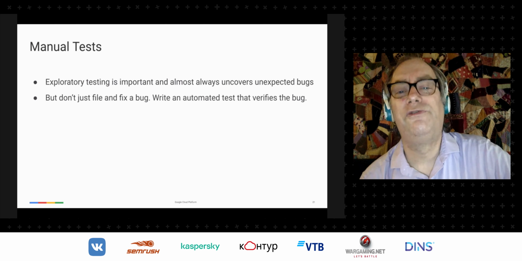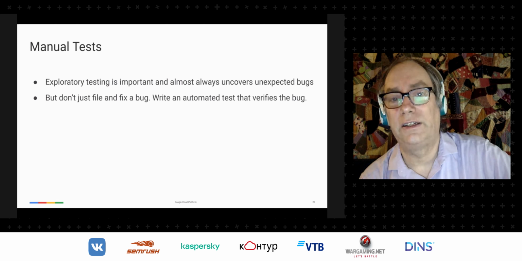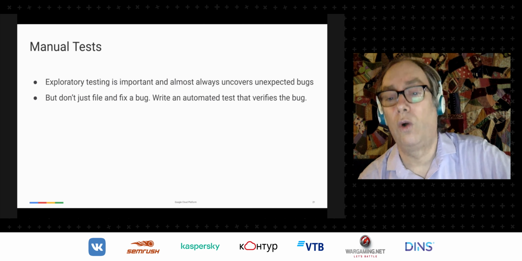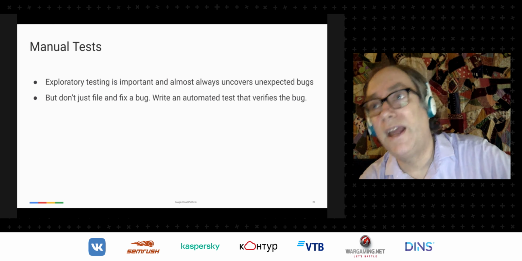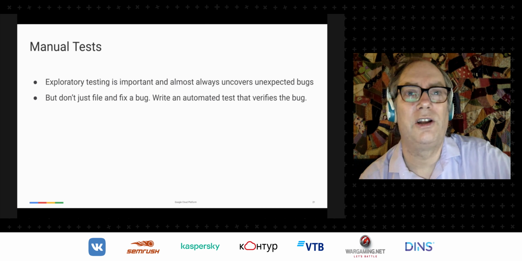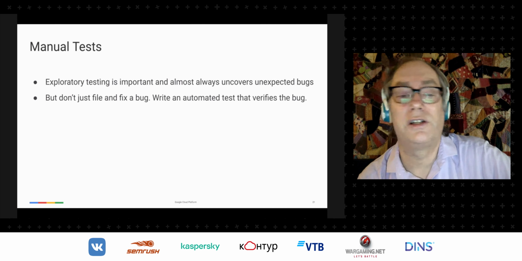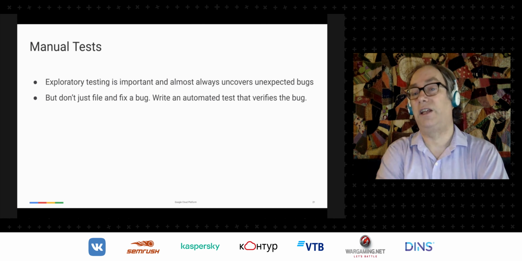But when you find a new bug, an unknown, don't just file and fix it. There should always be an automated test that verifies that the bug exists and that the fix works. Depending on how teams are structured, depending on individual developer experience, it might be the tester who writes the automated test, it might be the programmer, they might be the same person or different people. That varies a lot from team to team and company to company and project to project.